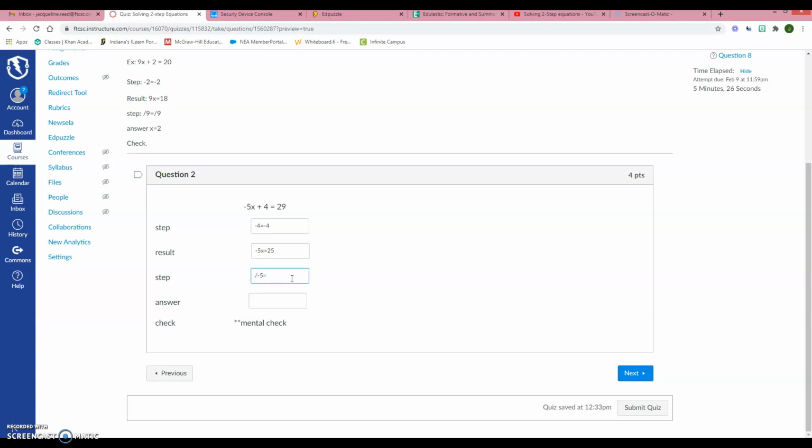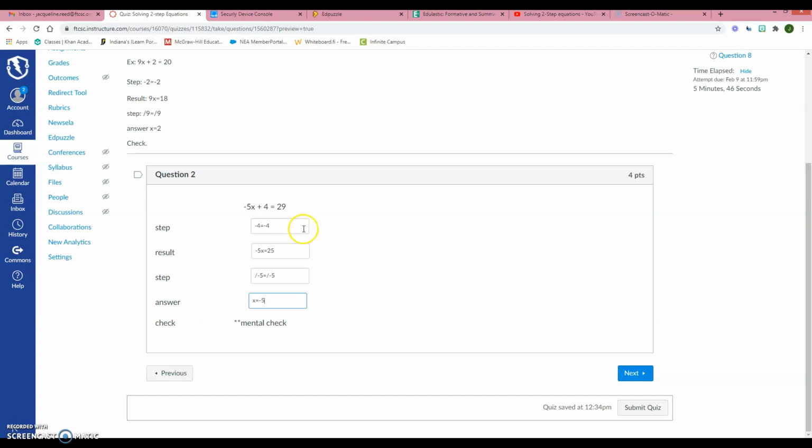And remember, whatever you do to one side, you need to do it to the other side. So I'm showing you divided by -5, divided by -5. And then your answer is x equals, and then 25 divided by -5 is -5.